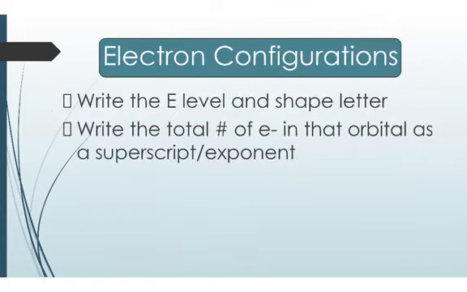So let's switch gears and do a different style of picture. This one is called an electron configuration, and this one has only 2 steps. The first one is to write the energy level and shape letter, just like we did when we did our orbital diagrams. But this time, instead of drawing arrows, we're going to write the total number of electrons in that orbital as a superscript or an exponent.